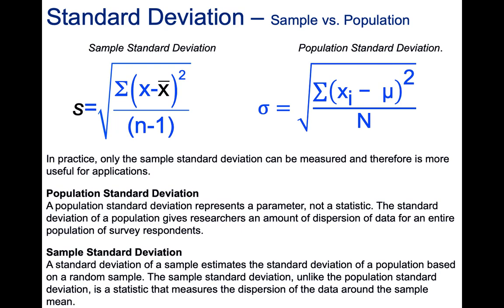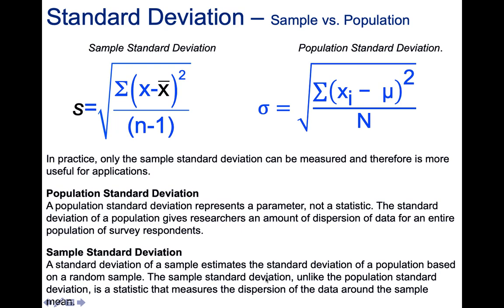So population standard deviation is sort of part of that inferential statistics. You can never directly measure population standard deviation. Sample standard deviation is much more commonly used. If we look at the definition, it says a standard deviation of a sample estimates the standard deviation of a population based on a random sample. The sample standard deviation, unlike the population standard deviation, is a statistic that measures the dispersion of the data around the sample mean. And this is very important.